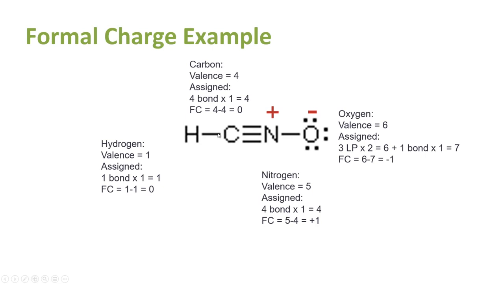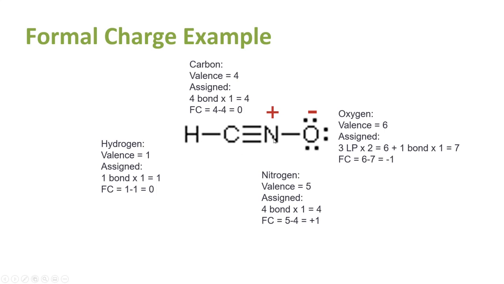When I look here, I see 1, 2, 3, 4 bonds it's participating in, and it's assigned 1 electron for each of those bonds. So 4. There are no lone pairs. So now I have a valence of 4 minus an assigned electrons of 4 is 0. So there's no formal charge on this carbon.